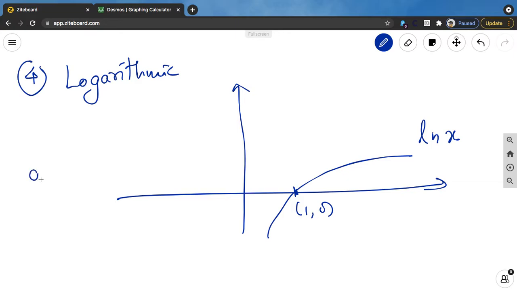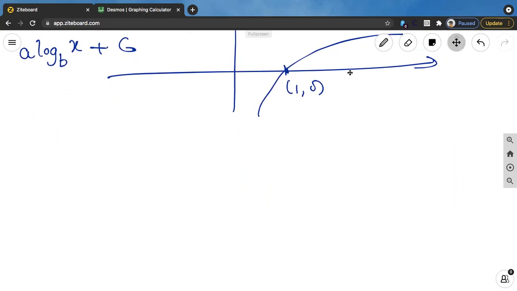So it's a times log of x to the base b plus c. b can only be positive, like the exponential, the base is never negative, but a and c can take positive and negative values. Start changing them like in the previous video, and you will realize how the graph transforms. It translates, it compresses, stretches, reflects.